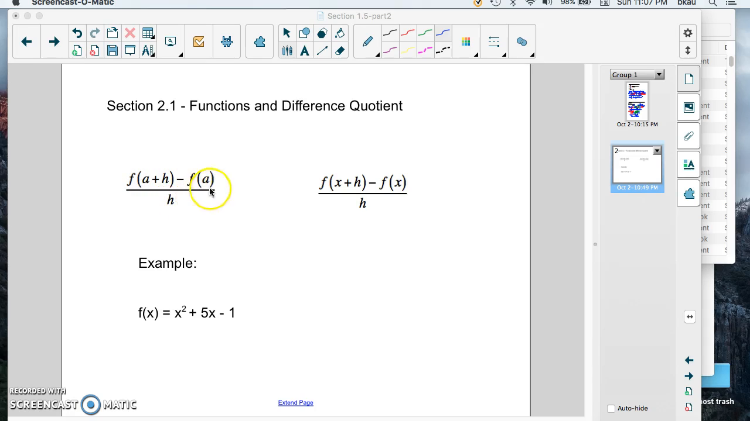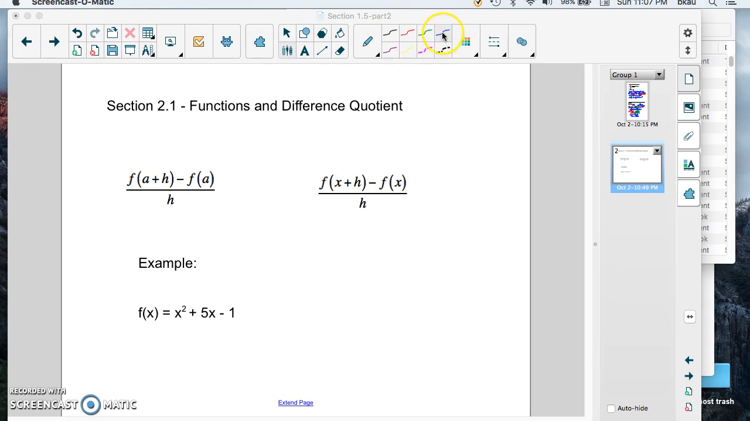Now this example of a difference quotient uses a value for a, like 3. So you might see f of 3 plus h minus f of 3 over h. So this is a difference quotient where the value is given. The second difference quotient here is when we evaluate a general formula for x, so that we just evaluate f of x plus h minus f of x. Now we're going to do these two difference quotients with this one example here.